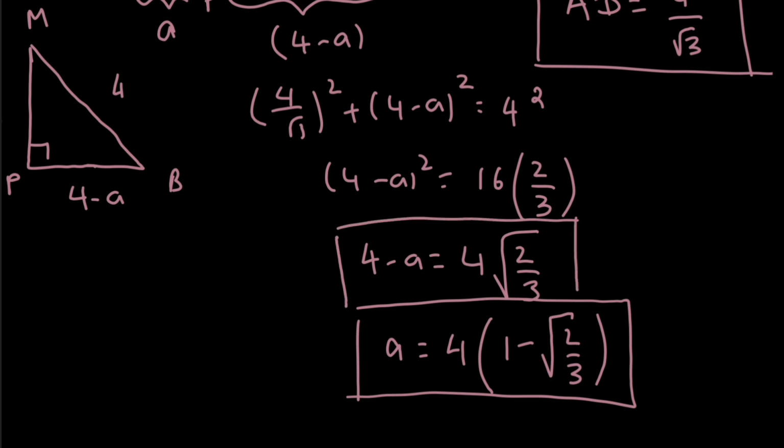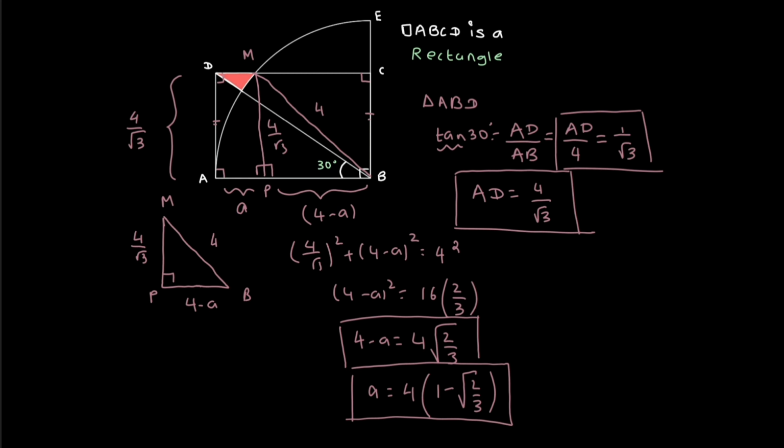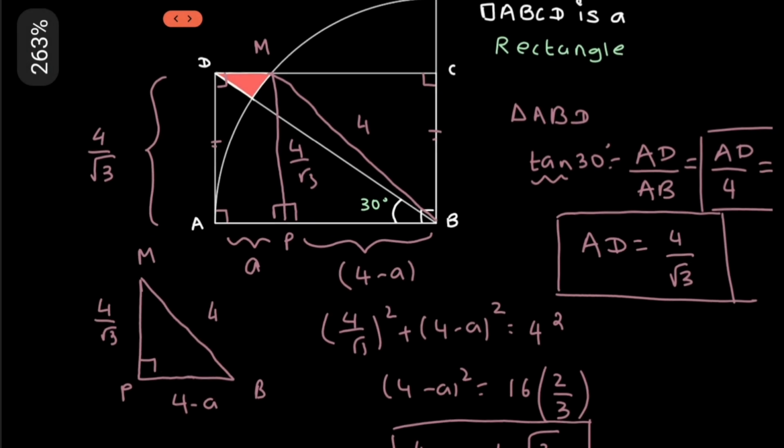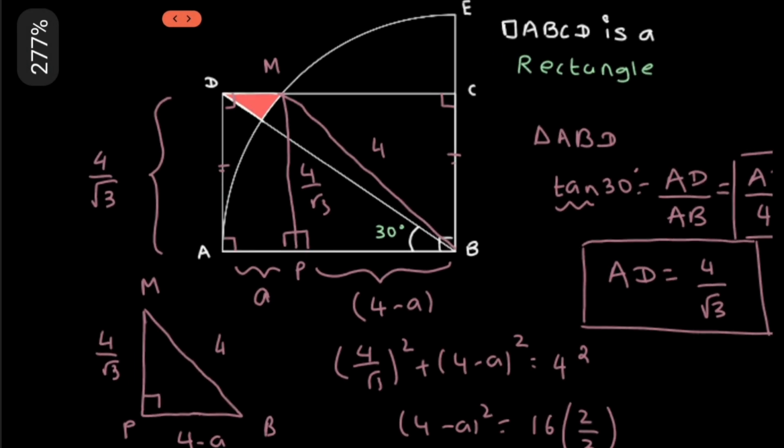This is also important. Okay, so here we have got some of the lengths of the line segments, but what we have to find is the area of the red region, and that's not straightforward because it's between two straight lines and a curved arc.